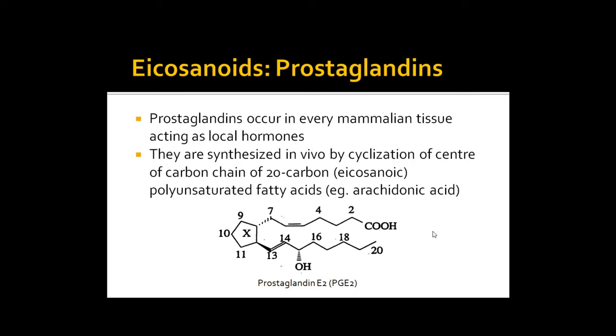Prostaglandins have a very important role to play in our body. They occur in every mammalian tissue acting as local hormones. They are synthesized in vivo by cyclization of the center of the carbon chain of the 20 carbon eicosanoid molecule. So if this is a 20 carbon molecule, the central carbons, carbon number 9, 10, 11, undergo cyclization, and then the structure is called prostaglandin.